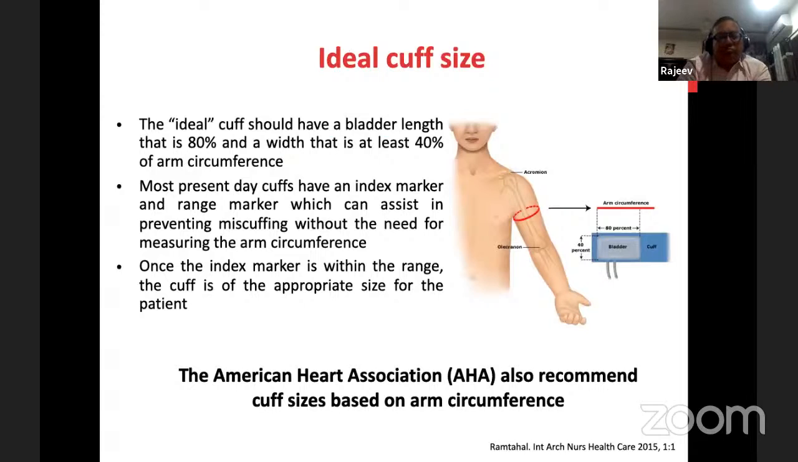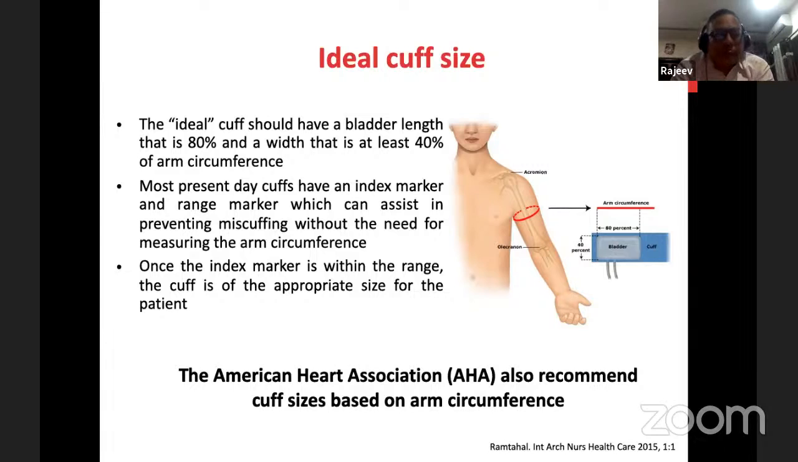The ideal cuff should have a bladder length that is 80% and a width that is at least 40% of the arm circumference. Most present-day cuffs have an index marker and range marker which can assist in preventing miscuffing without the need for measuring the arm circumference. If the index marker is within the range, the cuff is of appropriate size for the patient.